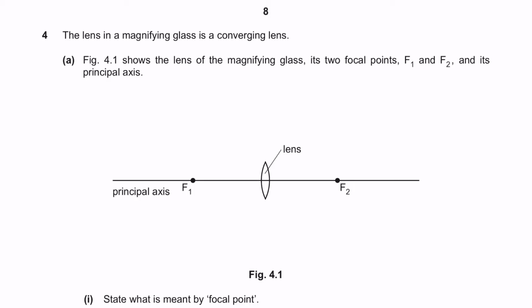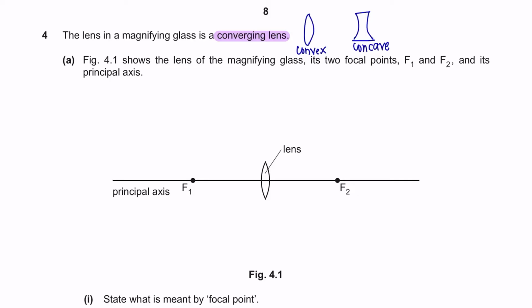The next question is from May-June Paper 4-1. The lens in the magnifying glass is a converging lens. Remember, we have two types of lens. This is a converging lens and this is a diverging lens, which can also be known as concave, and this would be convex.